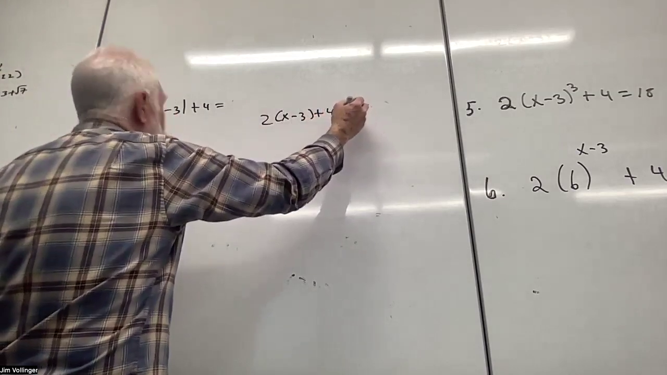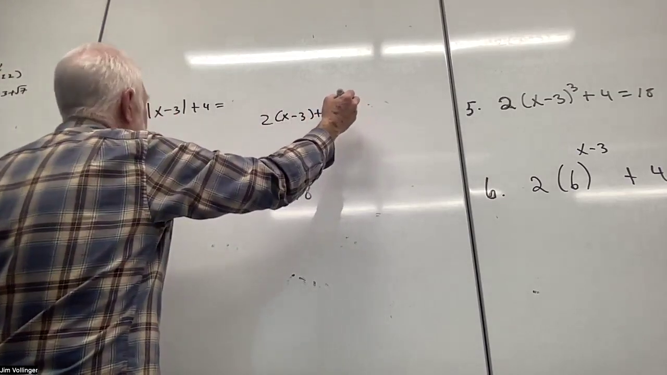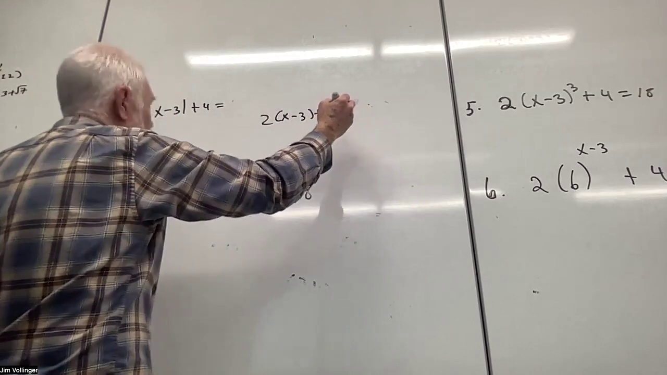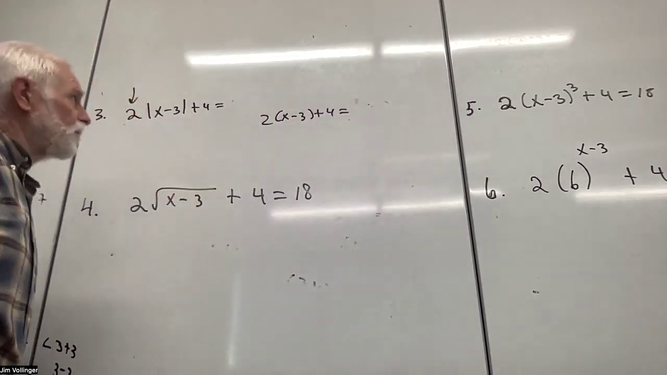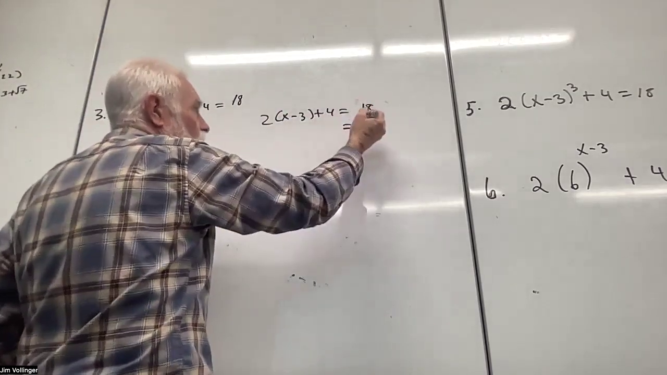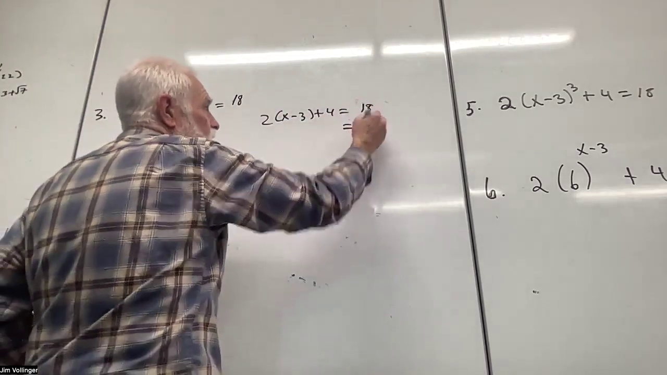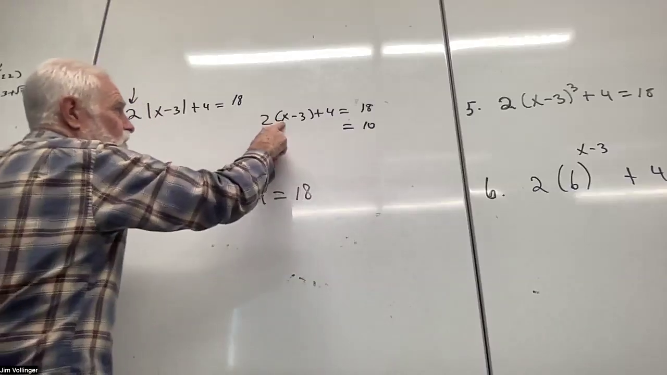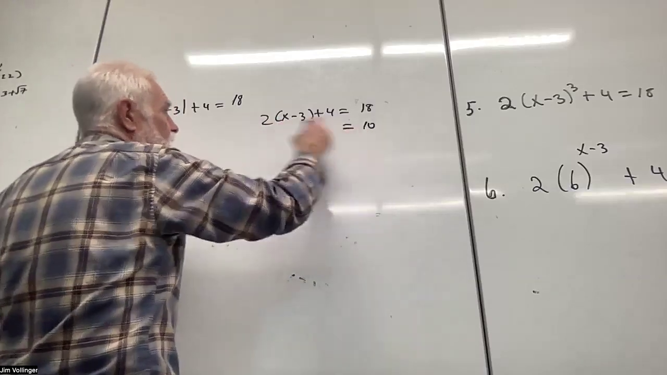Okay, and set that to, I've lost my train of thought here. What am I trying to solve? I erased it. No wonder, 18. Okay, setting it to 18. Okay, well, we've kind of got that already. We know it's 10.